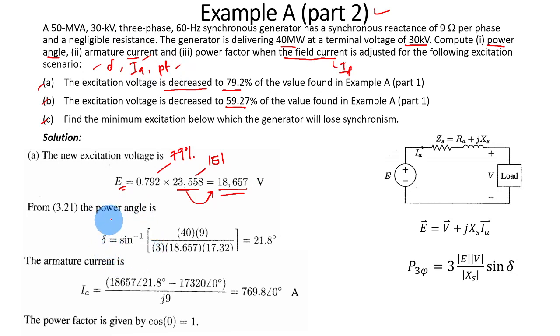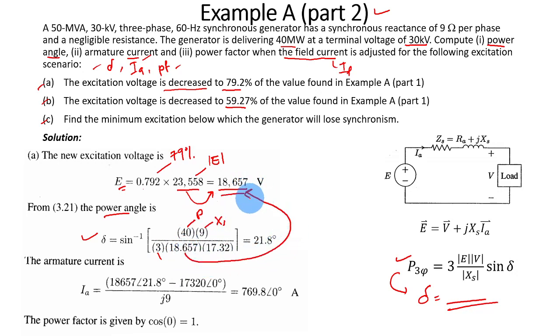To find the power angle, we use this relationship and invert it to find delta. Delta is equal to the inverse sine of P three-phase, 40, multiplied by XS, 9, divided by 3 times E, the new voltage 18,657, multiplied by the phase voltage, the phase-to-neutral voltage 17.32 kV, the same as in the earlier example. So now delta is 21.8 degrees.